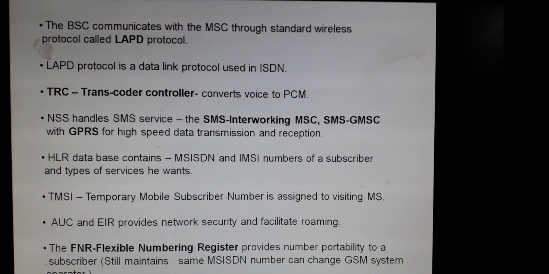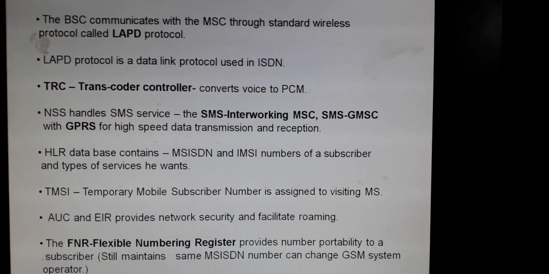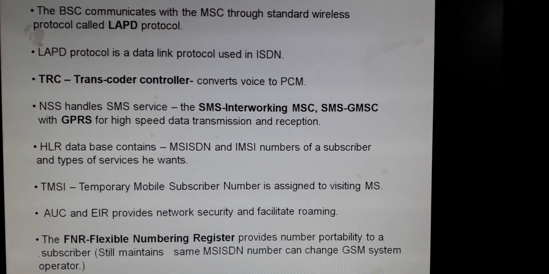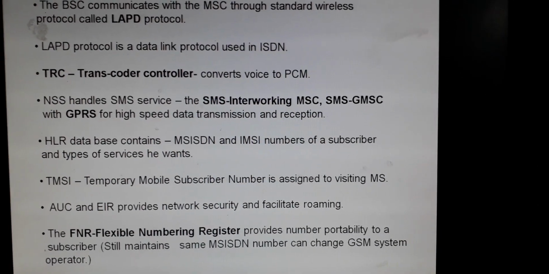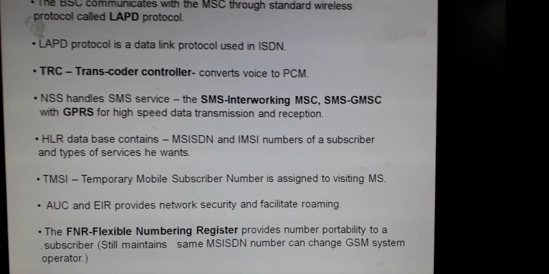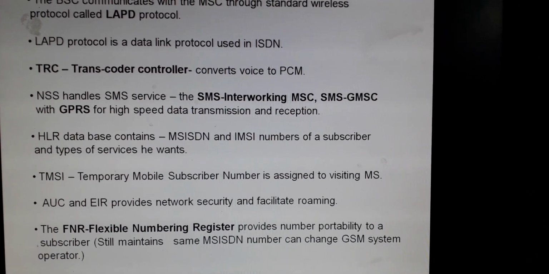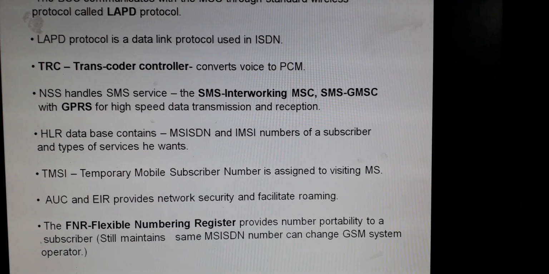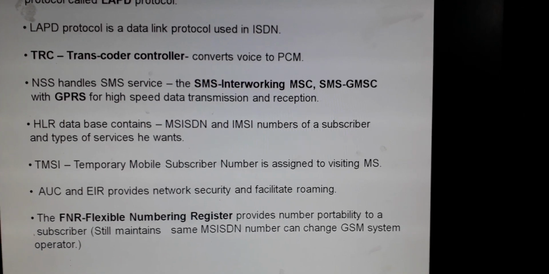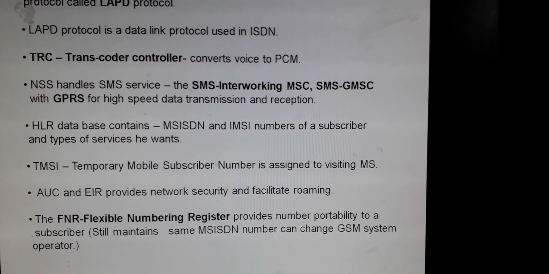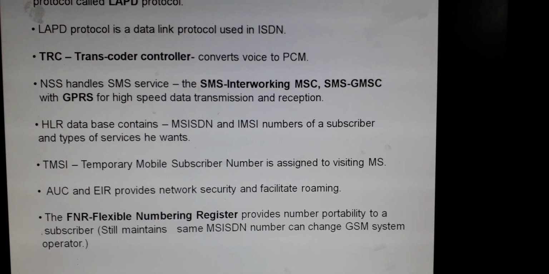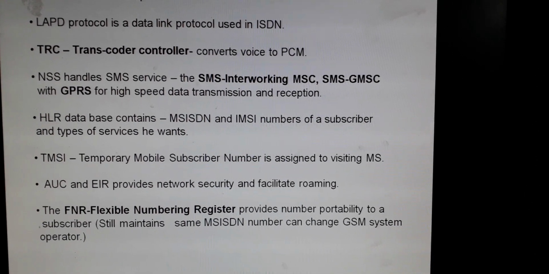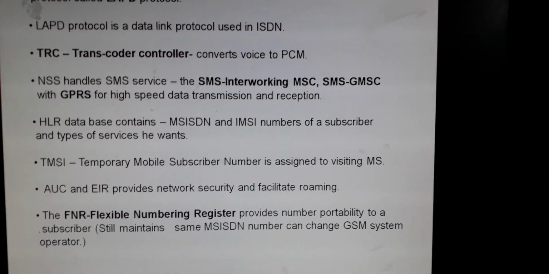BSC and MSC communicate through a standard protocol called LAPD, Link Access Procedure on D-channels. LAPD is a data link protocol used in ISDN. The transcoder controller converts voice into PCM. The network switching system handles GSM service. I already explained the HLR database, TMSI, AUC. FNR, the flexible number register, provides number portability, maintaining the same MSISDN number while only changing the GSM system operator.